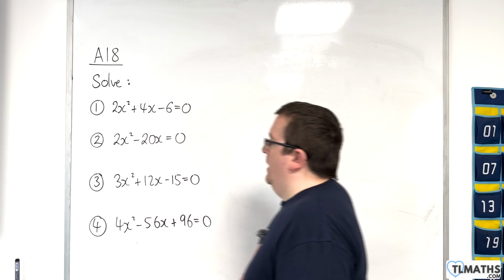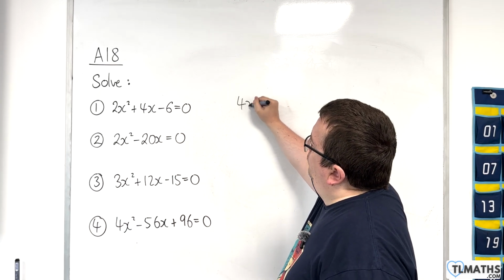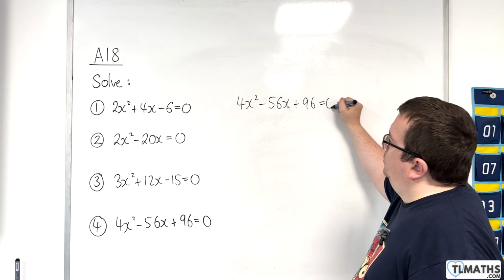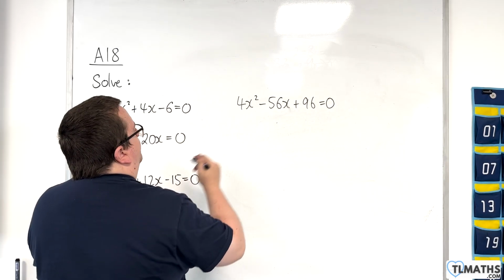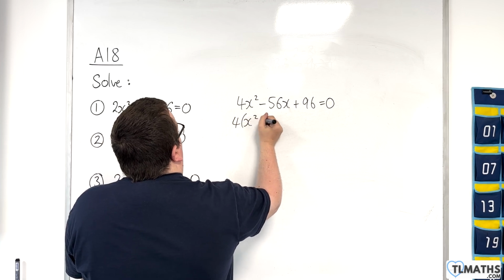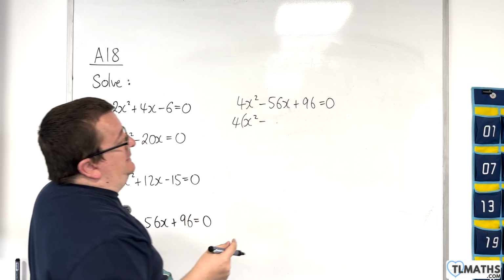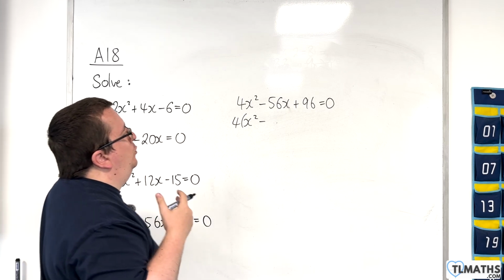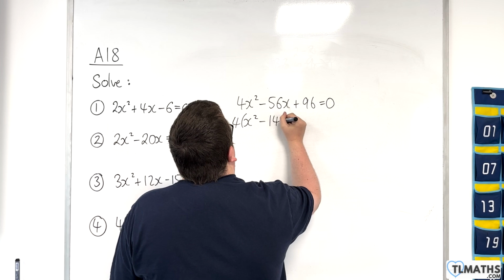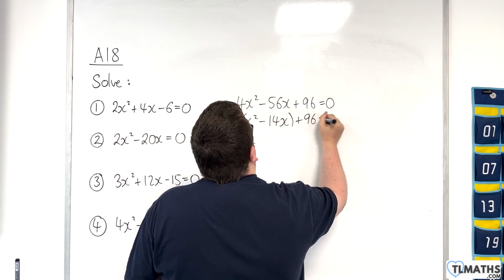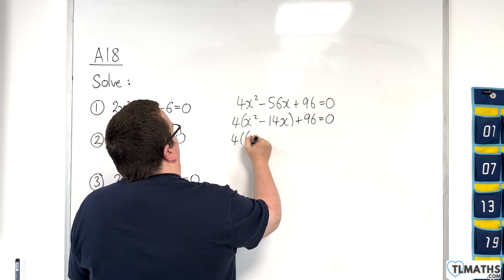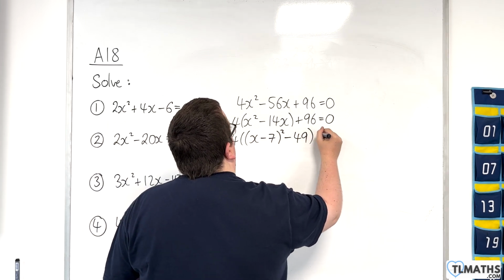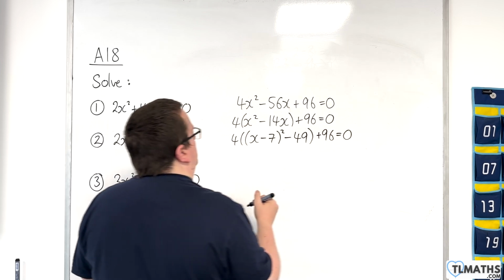Okay, last one. 4x squared take away 56x plus 96 is equal to 0. So let's factor the 4 out of the first two terms. So we're going to get x squared take away. Now, how many times does 4 go into 56? What's that? 14 times. So take away 14x plus 96 is 0. So complete the square on the inside. So x take away 7 squared, take away 49 plus 96 is 0.